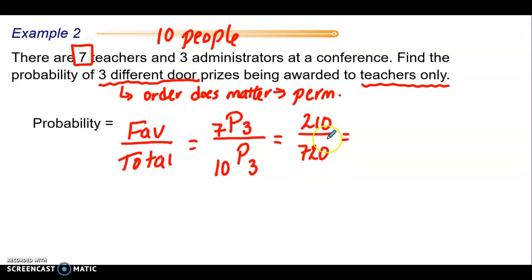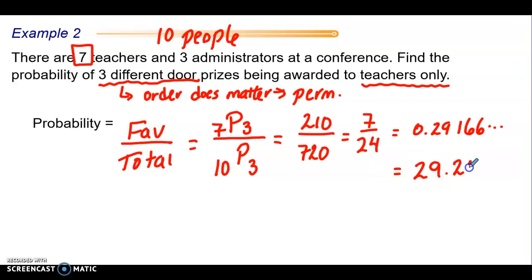And for probability, there are a number of ways we can write the final answer. We can write this fraction in lowest terms, 7 over 24. We can write it as a decimal, 0.29166, etc. Or we can write it as a percentage, 29.2%.